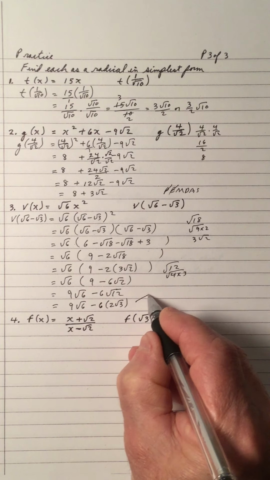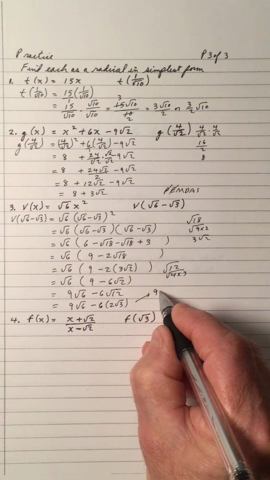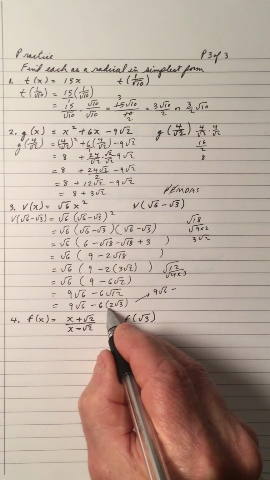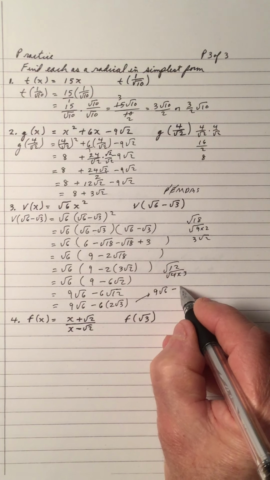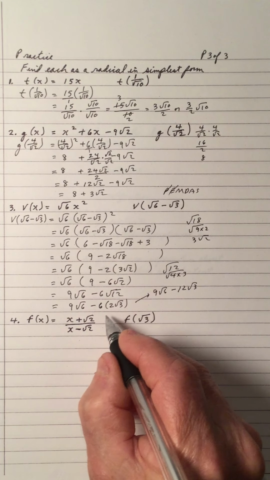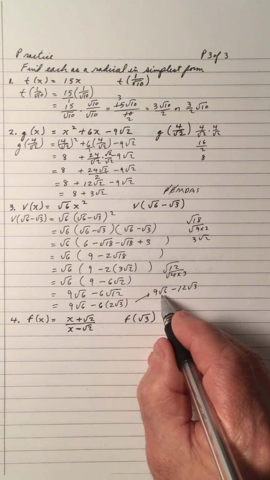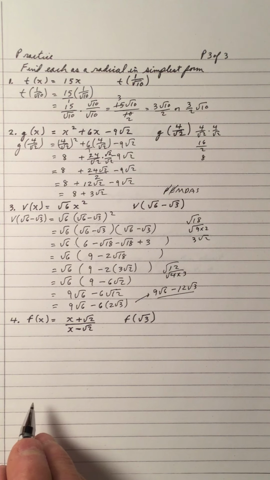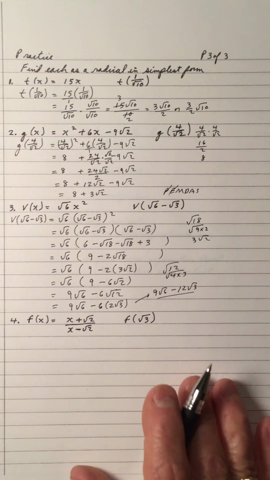And that simplifies to 9 root 6, which is okay, minus 6 times 2 root 3 is 12 root 3. Notice you multiply the 6 by the 2, not by the root 3. And that's a root 6 and root 12, so there's the final answer right there. Just more work, a review.